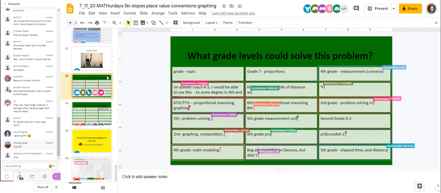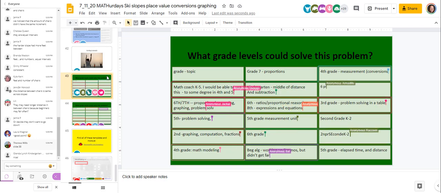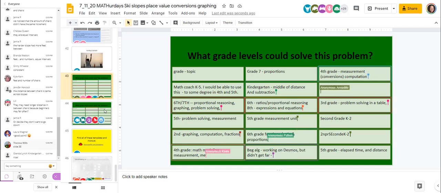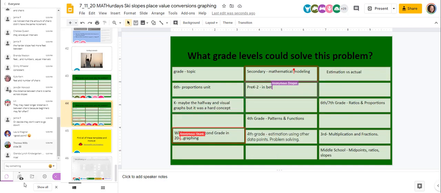I see some people were talking about beginning algebra, working with Desmos. That's a very powerful tool. It does involve a little bit of learning how to use it, but once kids can get a hold of that, they can really unpack their math. Unit rate, ratios, proportions, measurement, conversions, problem solving, multi-step problems. Well done, everyone.